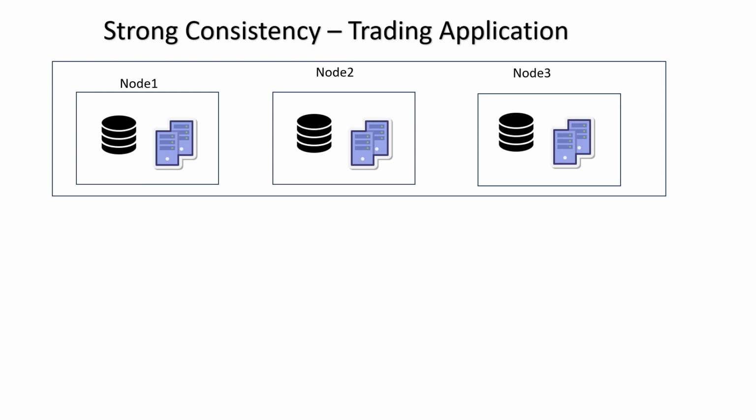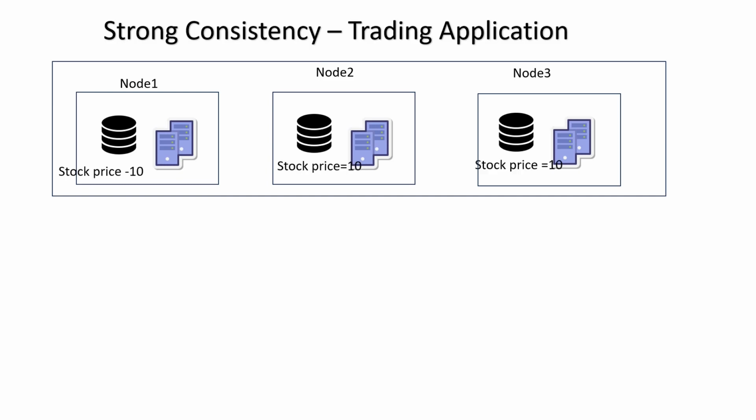Now we have to understand the various use cases: when we need strong consistency, and when we can live with eventual consistency. For example, suppose we have an application used for trading, and a similar setup is there. You have three nodes for this application, and this application is sending the current rate of stock prices.